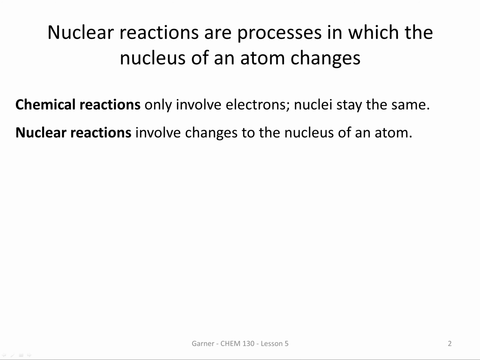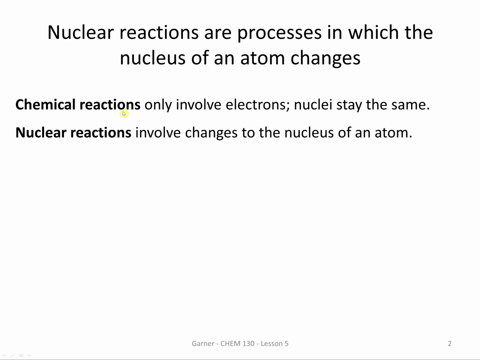In this lesson we're going to look at nuclear reactions. So nuclear reactions are processes that involve a change to the nucleus of an atom. In other words, they're processes that might change the number of neutrons or protons that are found within the nucleus, and because of that they may result in a change to the elemental identity of a particular atom. So an atom might change from being one element to another as the result of one of these nuclear reactions. This is in contrast to a chemical reaction.